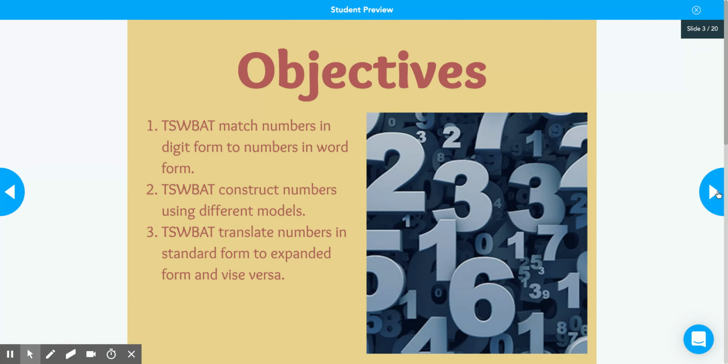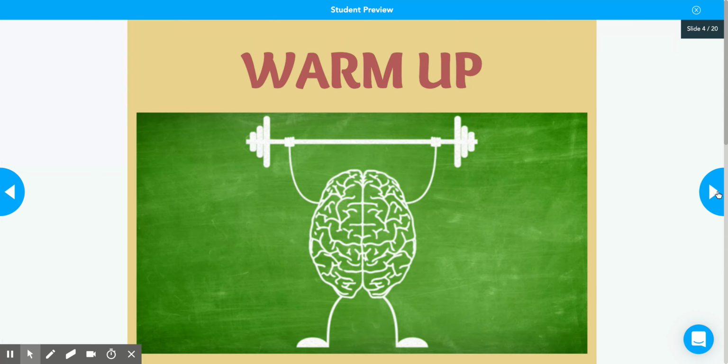1. The student will be able to match numbers in digit form to numbers in word form. 2. The student will be able to construct numbers using different models. And 3. The student will be able to translate numbers in standard form to expanded form and vice versa.